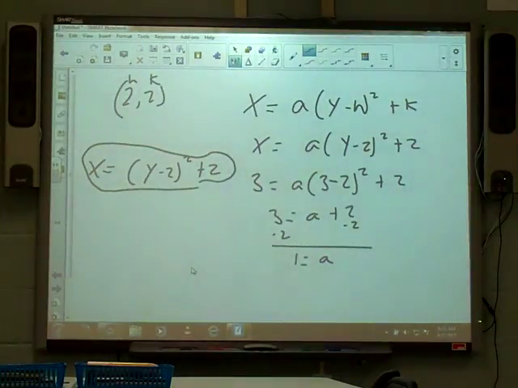Alright, on 10, directions say identify the focus, directrix, axis of symmetry, and graph. Okay, everybody got what you need on that one?